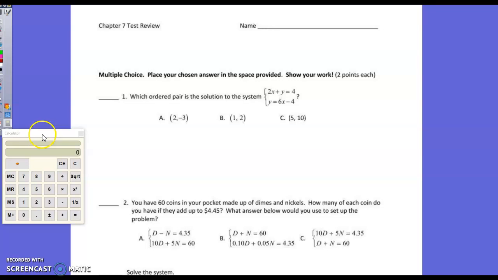Alright, here we go. We are going to go through the test review one question at a time. So pause as we go if you need to.